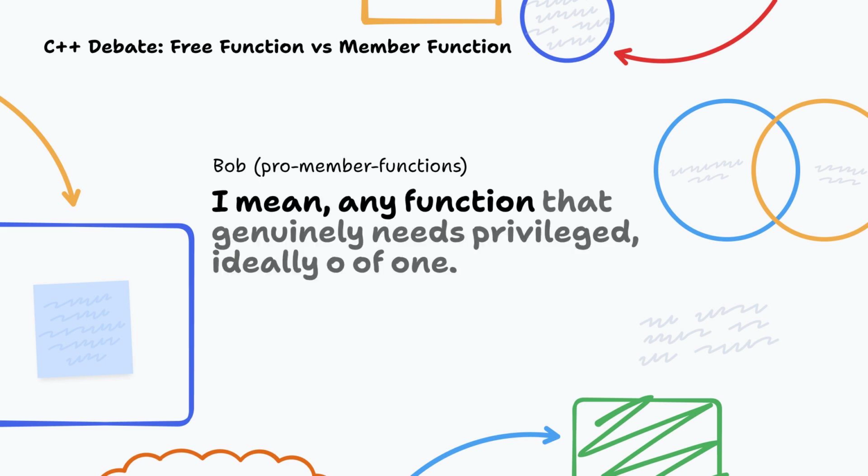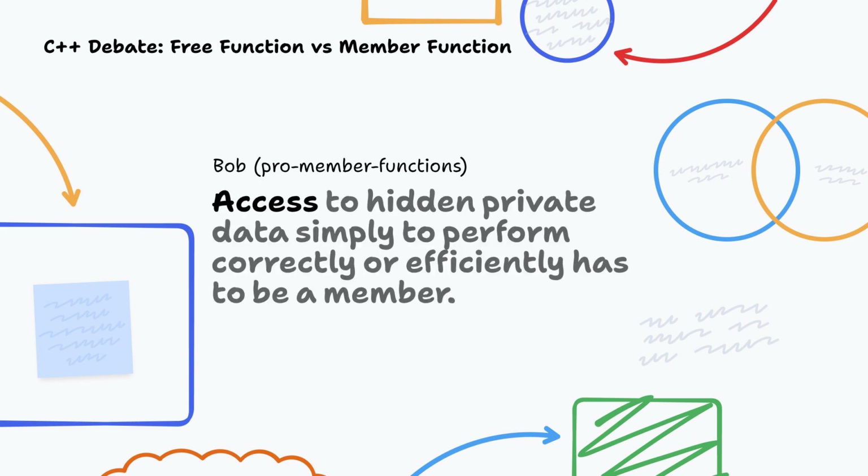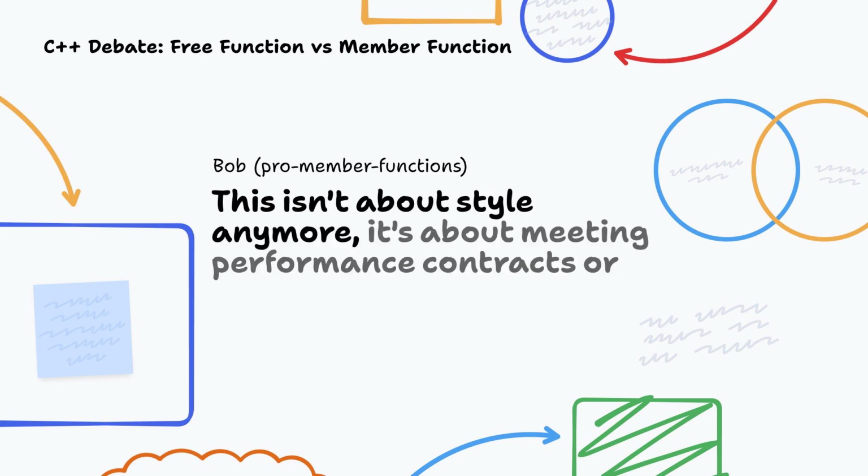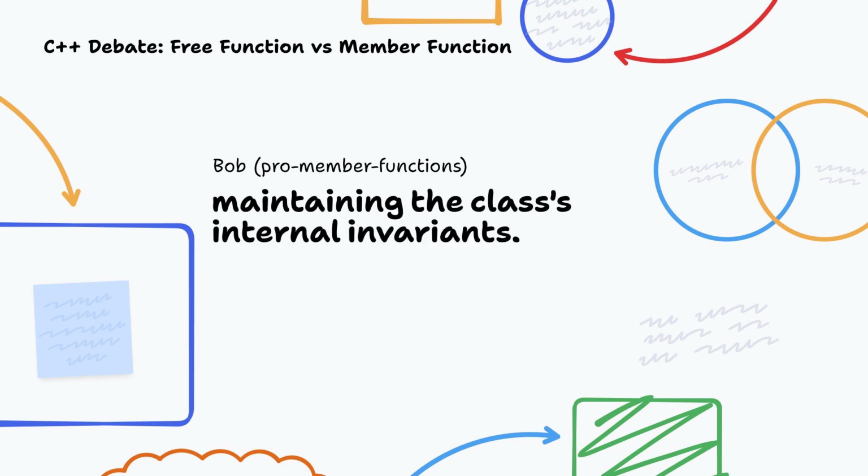I mean, any function that genuinely needs privileged, ideally O(1), access to hidden private data simply to perform correctly or efficiently has to be a member. This isn't about style anymore. It's about meeting performance contracts or maintaining the class's internal invariants.